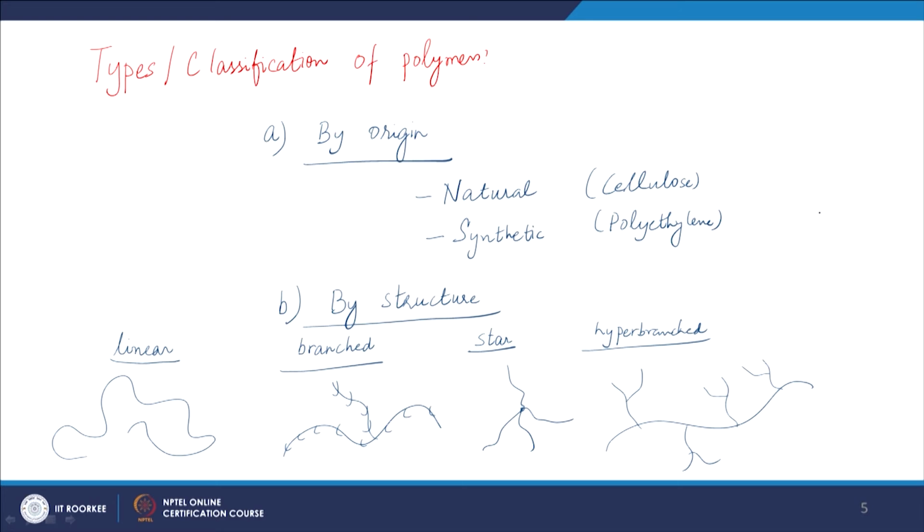Then we can have something known as a comb polymer. As the name suggests, it's like a comb. It's like a branched polymer, but it looks more like a comb. So, you have branches on both sides of the polymer chain. Okay. So, let me give you some more examples.